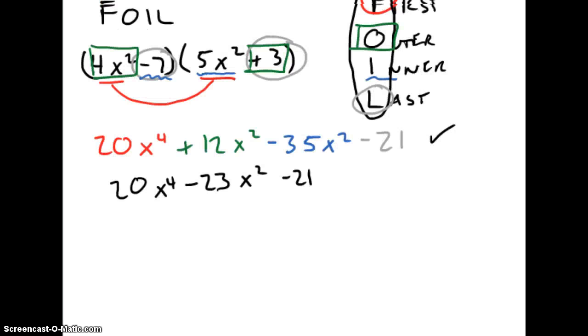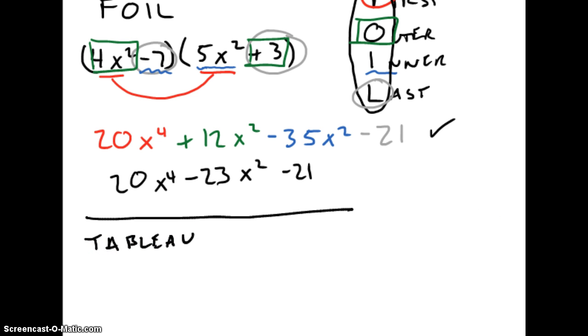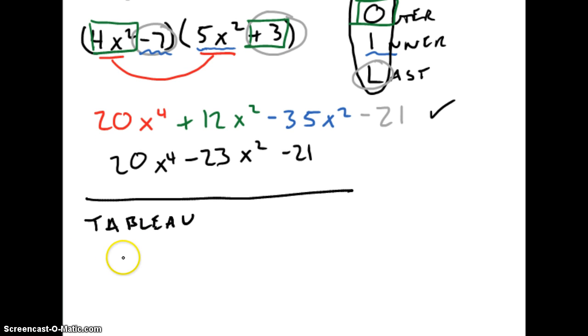For people who are more visual, there's a third method that works. I personally don't like the FOIL method because it's really only useful for multiplying a binomial times a binomial, only useful when you get 4 terms. There's another way of doing this that will work for any polynomial times any other polynomial, and it's called the tableau method. Tableau is just French for table, and it's what it sounds like. We're going to actually make a table for this.